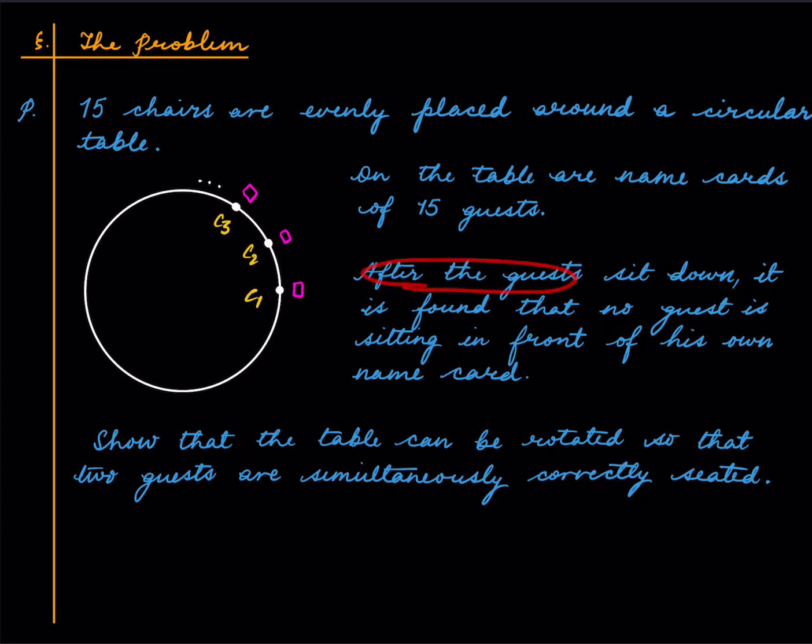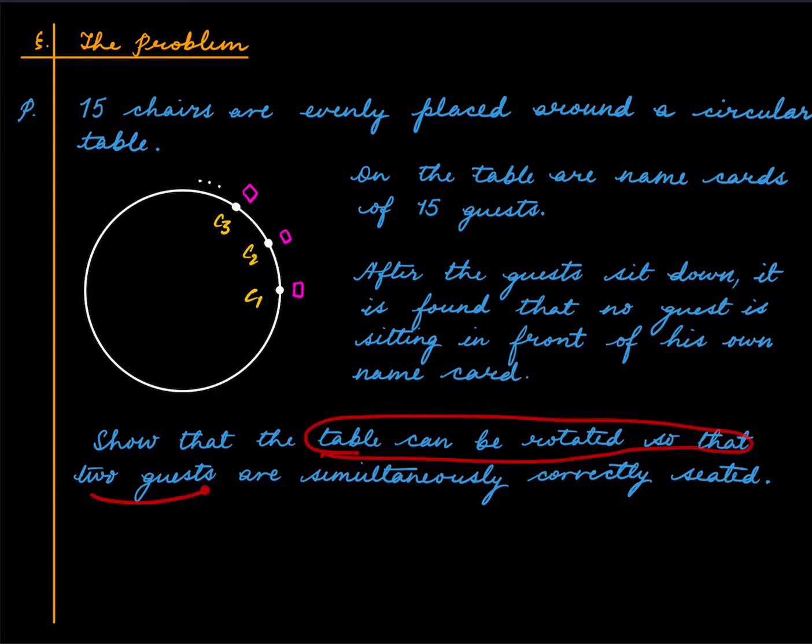After the guests arrive and sit down on the chairs, it is found that no guest is sitting in front of his own name card. So the guests are somehow deranged. They just casually seated themselves without looking at the name cards, and it so happened that no one was sitting against the correct name. Show that the table can be rotated so that two guests are simultaneously correctly seated.